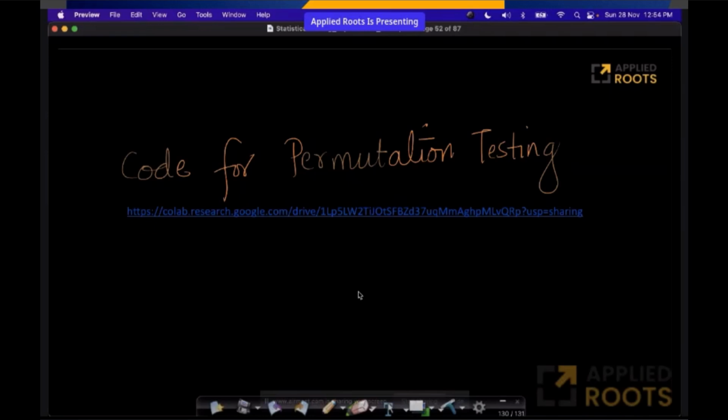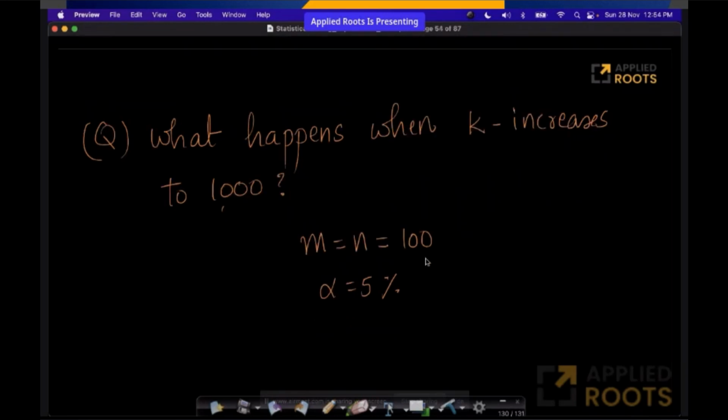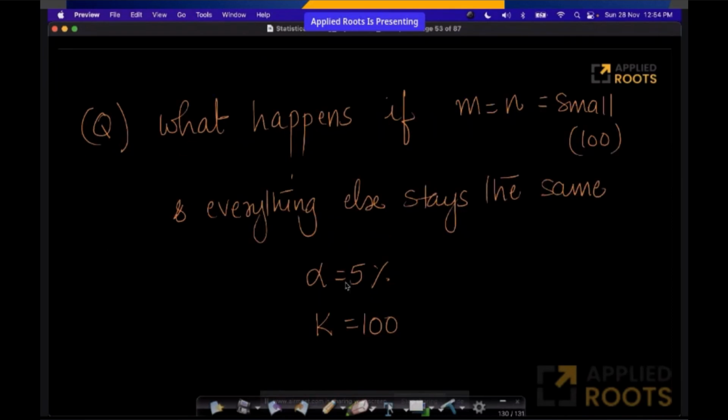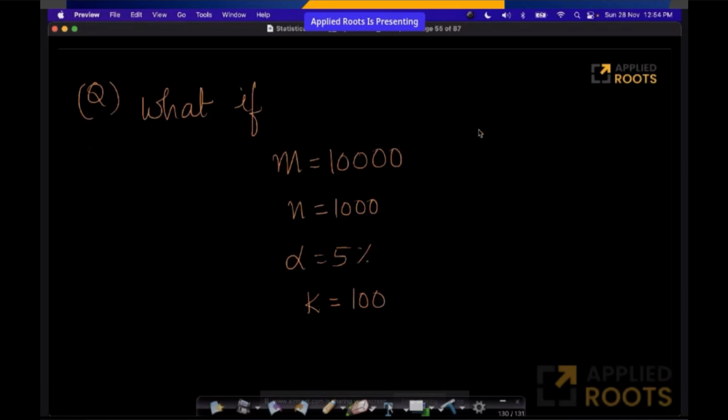Okay, so the code, the questions that you should ask and simulate is this: what happens if m and n are small, like 100? And everything else stays the same. What happens as k increases to 1000? Initially, we did an experiment where k equals 100. K equals 100 is small. Typically, people use k, which is the number of resamplings, as 1000 or 10,000.